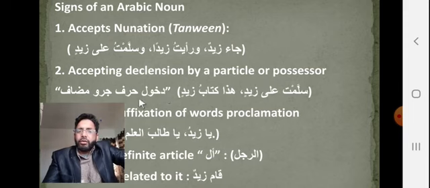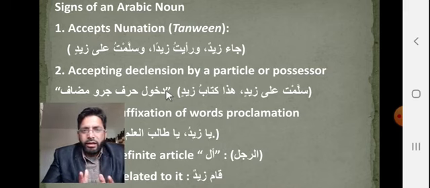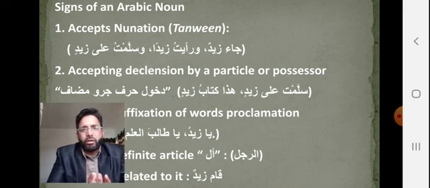And in Arabic, that's why we call it dukhulu harf jarin wa mudaf. It's possible to use a genitive preposition, genitive particle, or mudaf possessor on a noun. So it's also a sign of being a kalima, a noun. So for a kalima, we can identify whether it's a noun, verb, or preposition. When we see that this kalima accepts declension, it means it is a noun.